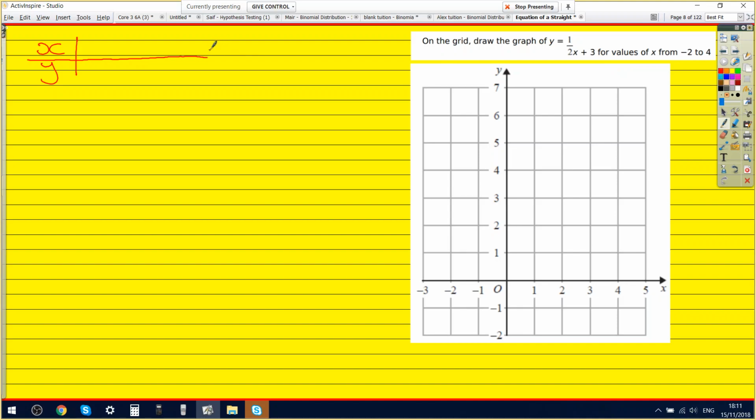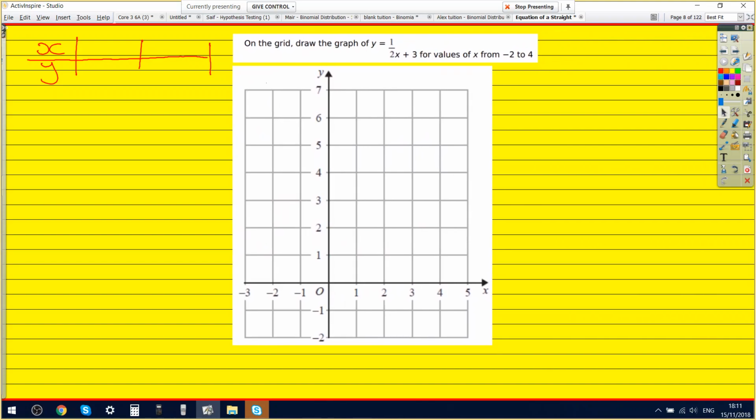But wouldn't it be -3 and 5? So what does it say in the question that you have to do? -2 to 4. Yeah. So you don't have to go all the way to 5. Okay. Go on. 1/2 times x plus 3.